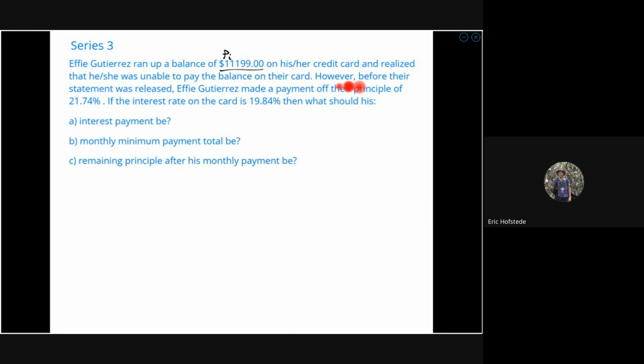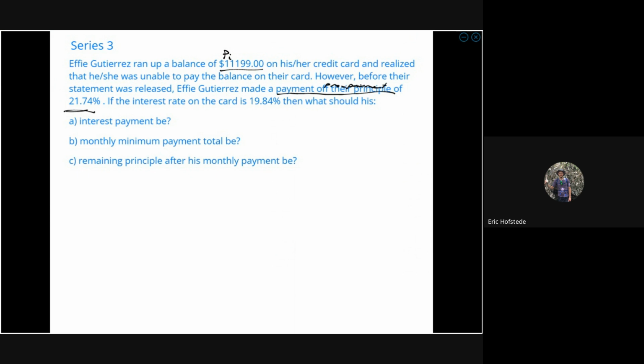realizing that I have this big outstanding bill, this big debt, and Effie is making a payment off principal of, now it's not giving me an amount, but it's going to give me a percent. So this, again, needs to be equal to my payment off principal, or prepayment. I like that word better. Not a payment off principal, but a prepayment.